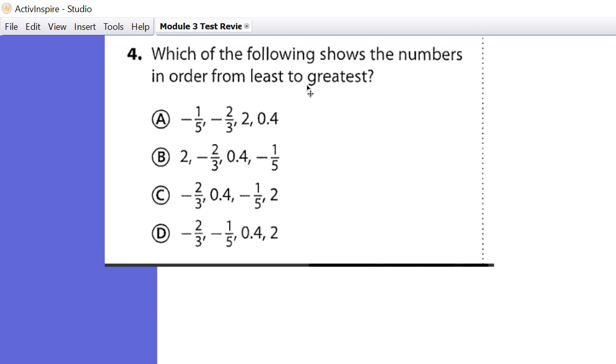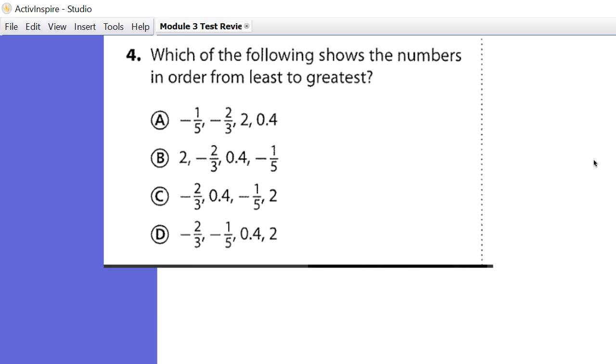Okay, question number 4. Which of the following shows the numbers in order from least to greatest? It's always a good idea to underline or highlight what we're looking for, least to greatest. If you look at your options, if you just glance at them, you see that you've got some negatives and some positives. We talked about this a number of times. If you've got some negatives and some positives, the least numbers are going to be the negatives, and the last number is going to be the positives.